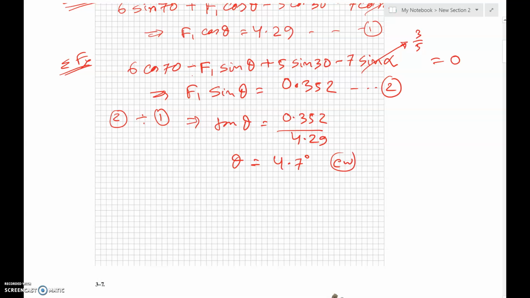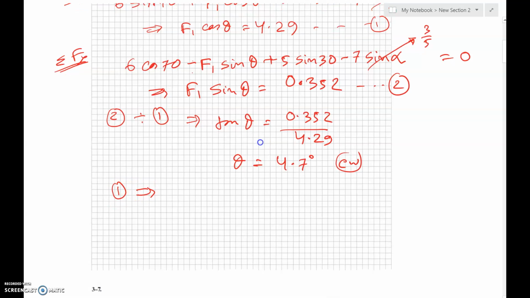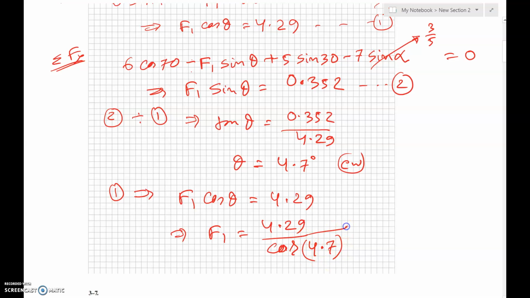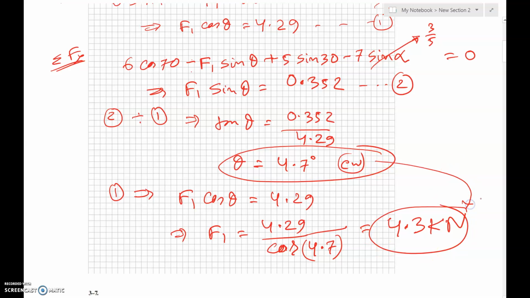Now for finding F1 we can use this equation 1. From equation 1, F1 cos theta is equal to 4.29, or F1 is equal to 4.29 divided by cos 4.7. Using the calculator we can find this is equal to 4.3 kilonewton. So this and this are the answers for our problem.